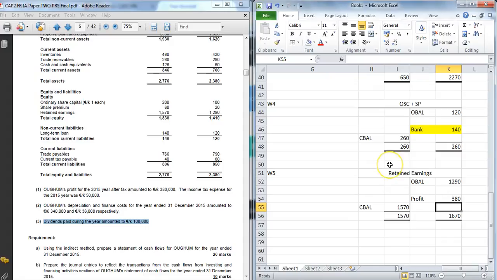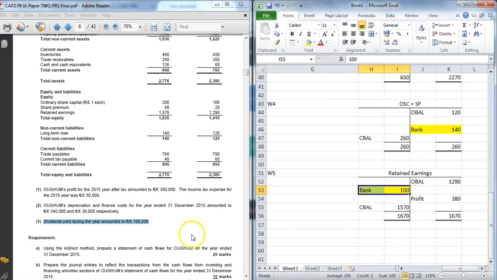So if you get profit for the year, that increases retained earnings. So we're now at 1670. But the closing balance says it should only be 1570. So that difference to balance up must be 100. And again, that is bank, which is also known as a dividend. Because if you pay a dividend, you credit bank and you debit retained earnings.